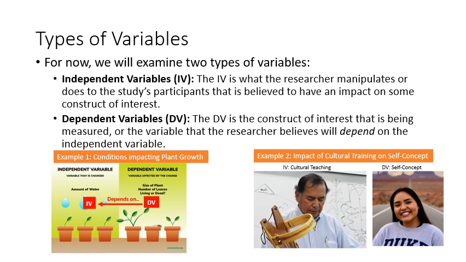So to look at it, we would say that in the case of this first example, the dependent variable, or the plant growth, depends on the independent variable, or the amount of water. And in the second example, we might say that the dependent variable, self-concept, depends on the independent variable, cultural teaching. So that's how you can remember these words.